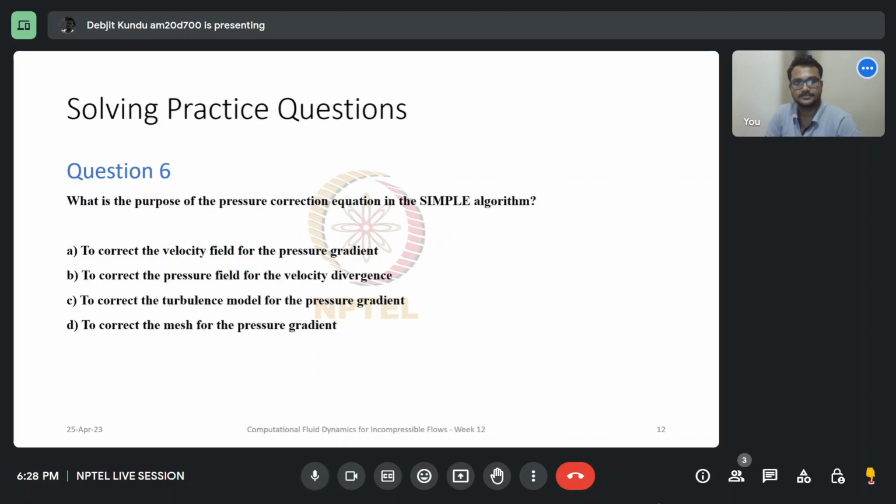Question number 6 of today's session is asking us what is the purpose of the pressure correction equation in the simple algorithm? Is it option A, correct the velocity field for the pressure gradient? Option B, to correct the pressure field for the velocity divergence? Option C, to correct the turbulence model for the pressure gradient? Or is it option D, to correct the mesh for the pressure gradient?